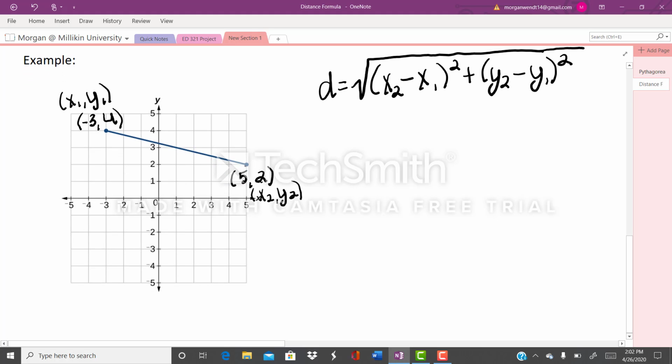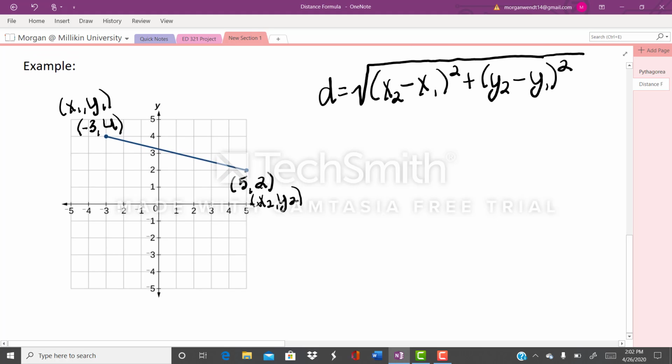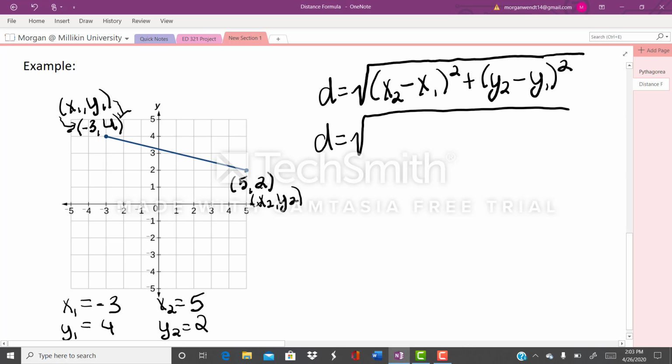Okay, so from here we see that our x1 is equal to negative 3. Our y1 is equal to 4. Okay, I just paired these up right here. My x1 is negative 3, my y1 is 4. Now my x2 is equal to 5, and my y2 is equal to 2. So now I have those numbered, and so I can just plug them into the distance formula.